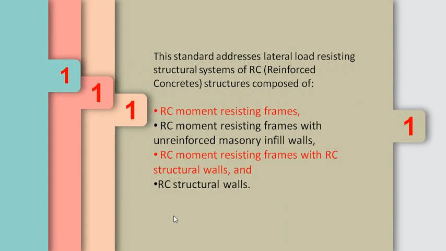To start with our first clause, that is scope. This standard addresses lateral load resisting structural system of RC structures that is composed of: the first one is RC moment resisting frames, then RC moment resisting frames with unreinforced masonry infill walls. After that, RC moment resisting frames with RC structural walls, and at last RC structural walls.